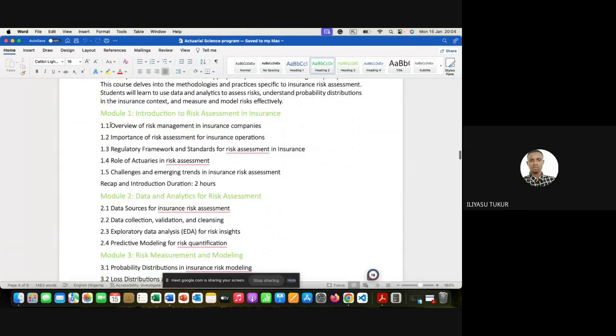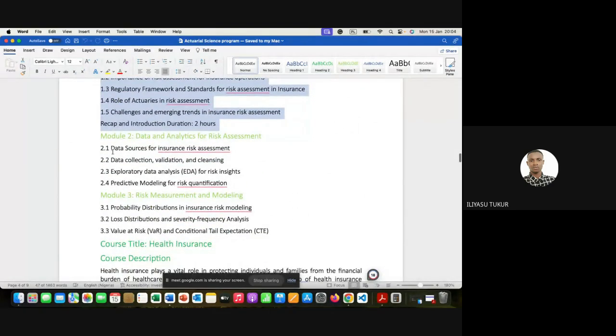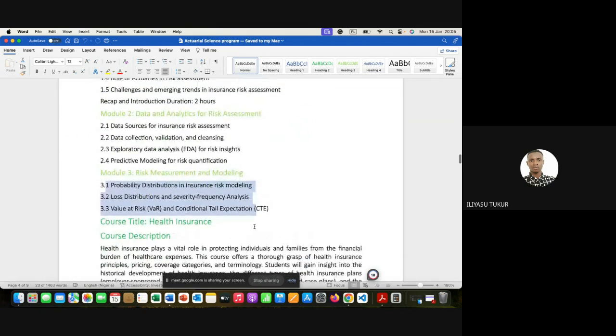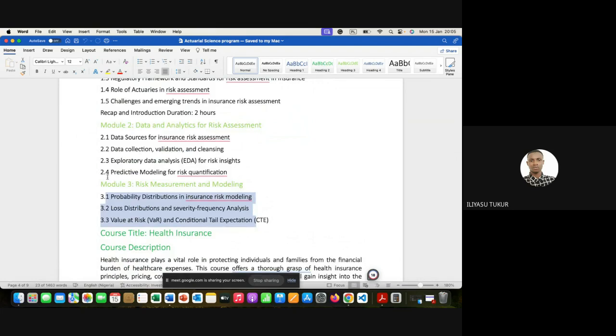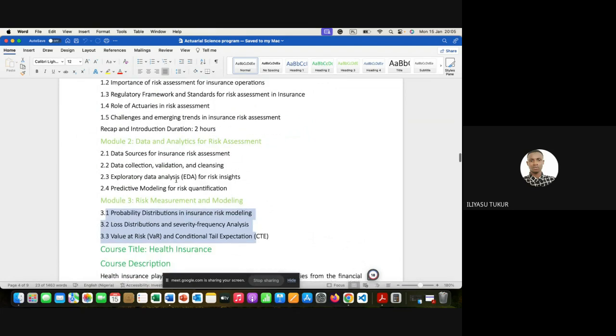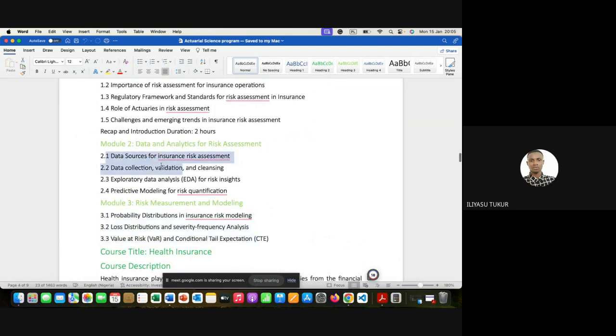So this is what we look at today, and now we are going to look at data analytics for risk assessment, risk measurement and modeling. In this case, we are going to do more of financial, because everything we are going to deal with here is going to be financial. So on module number 3, we'll start exploring the data set, and that will be next week.